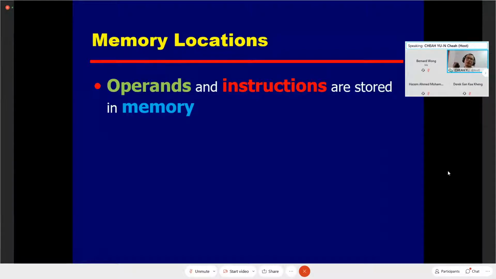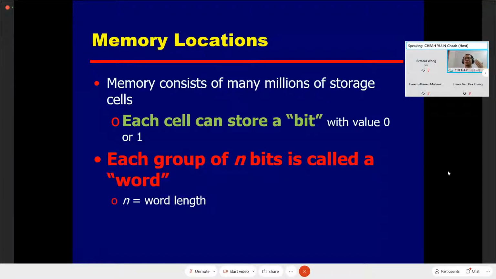Whenever something needs to be implemented or executed, all these operands and instructions are actually stored in memory. That means whatever you want to execute is stored in memory first. That's the basic stuff. And all this memory consists of millions and millions of storage cells. Each of these is called a bit.